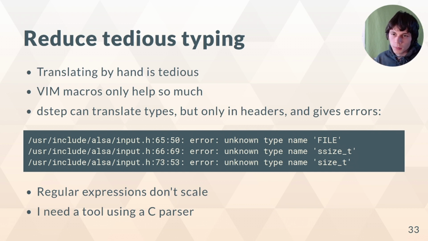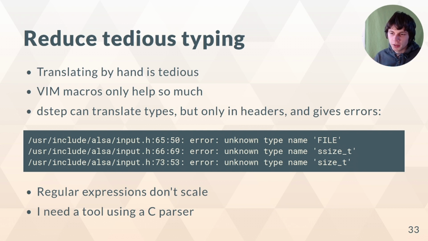It did help, but there's only so much you can do with Vim macros before you need to resort to entire Vim scripts. I took a look at dstep, which is a tool that translates C headers into D, and it can translate C types to D, but not inside functions. Also, when it encounters something that it doesn't understand, it just quits and prints an error, which I didn't like. I was hoping it could at least translate the parts that it did understand.